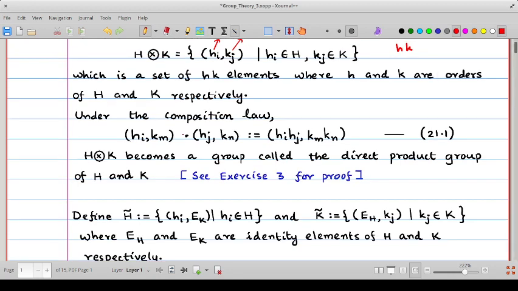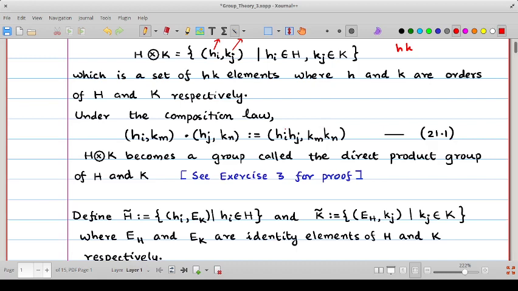Now we can define a composition law for the elements of H outer product K. So a typical element of H cross K is an ordered pair Hi comma Kj, and a product of two such elements is defined the following way: Hi comma Km dot Hj comma Kn is defined to be equal to the ordered pair with the first element equal to Hi Hj, second element Km Kn, where Hi Hj is the product of the elements in the group H and Km Kn is the product of elements in the group K.